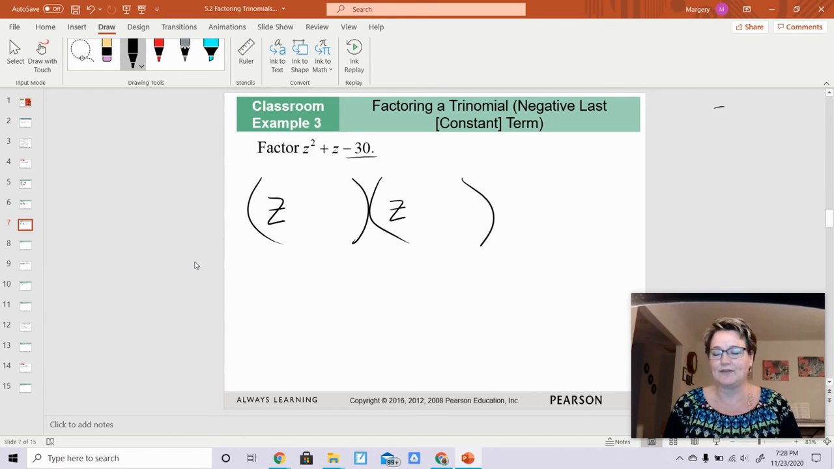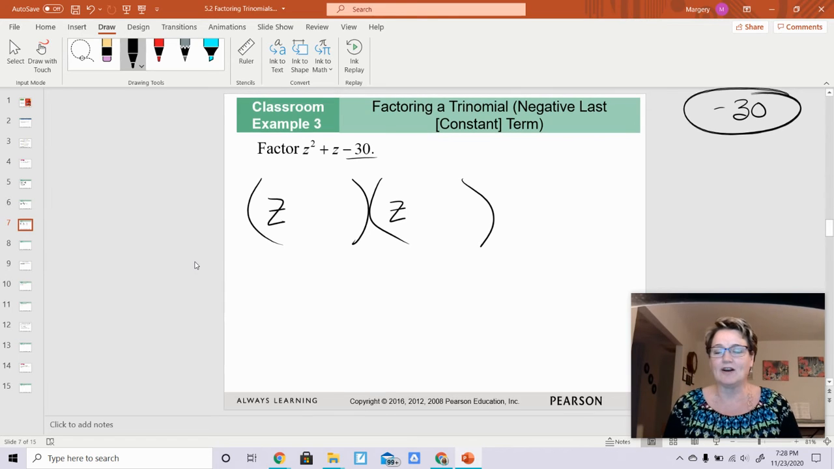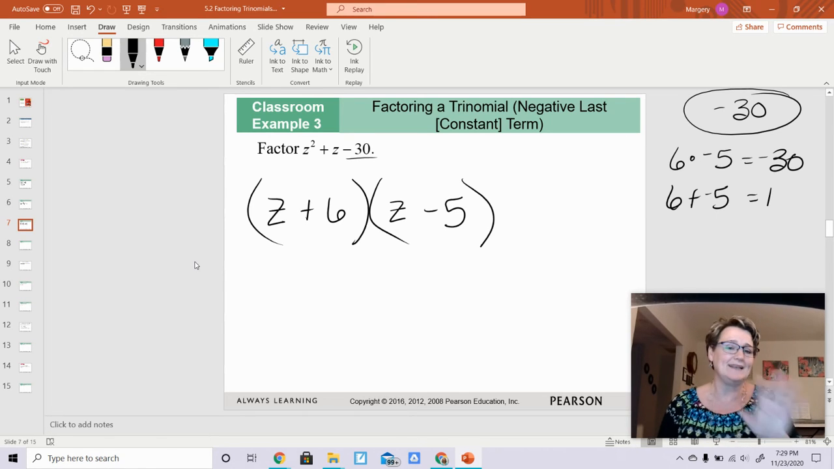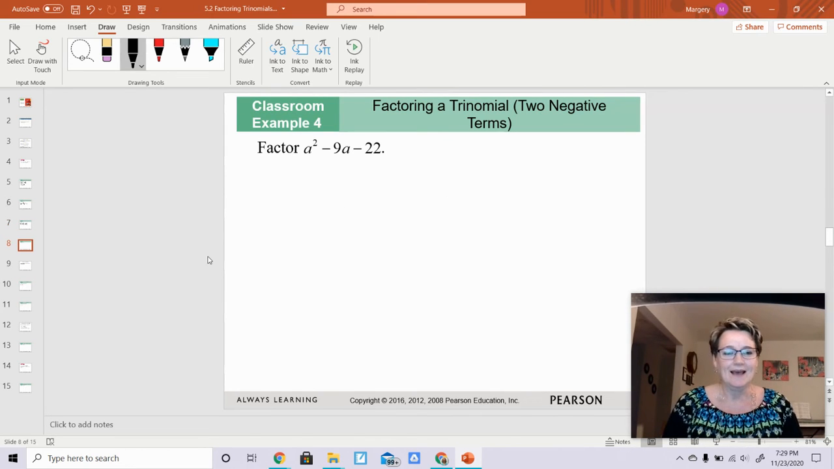Now, I have a negative 30. That's my target number. I need two numbers that when multiplied together give you negative 30, but when added together give you a positive 1, because that's a positive 1 right there. Well, 6 times negative 5 is negative 30, and 6 plus negative 5 is 1. So we found them. It is a positive 6 and a negative 5. Once again, it does not matter if you switch them up. All right, next one. On this one here, we have the same thing.